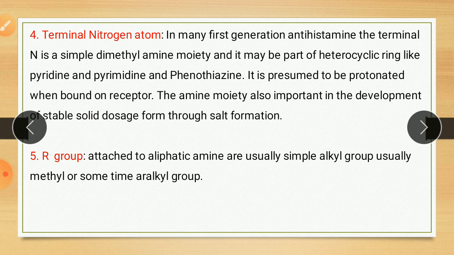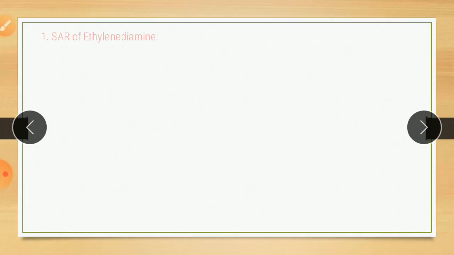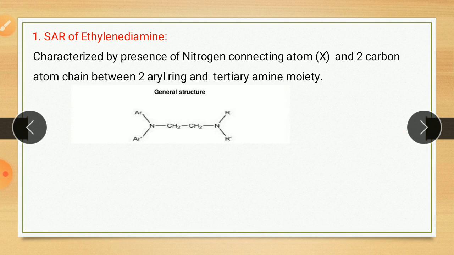Now one by one we will see the SAR of each class. The first class is the SAR of ethylenediamine. So this is the general structure of ethylenediamine. Why is it called ethylenediamine? Because it contains an ethylene bridge and there is an amine on both sides, diamine. Therefore it is called ethylenediamine.